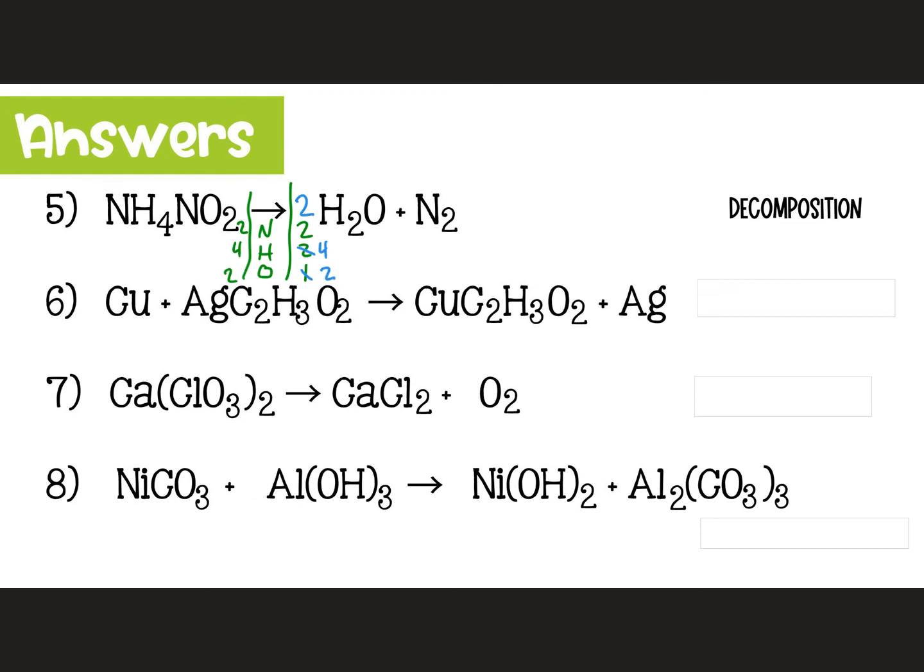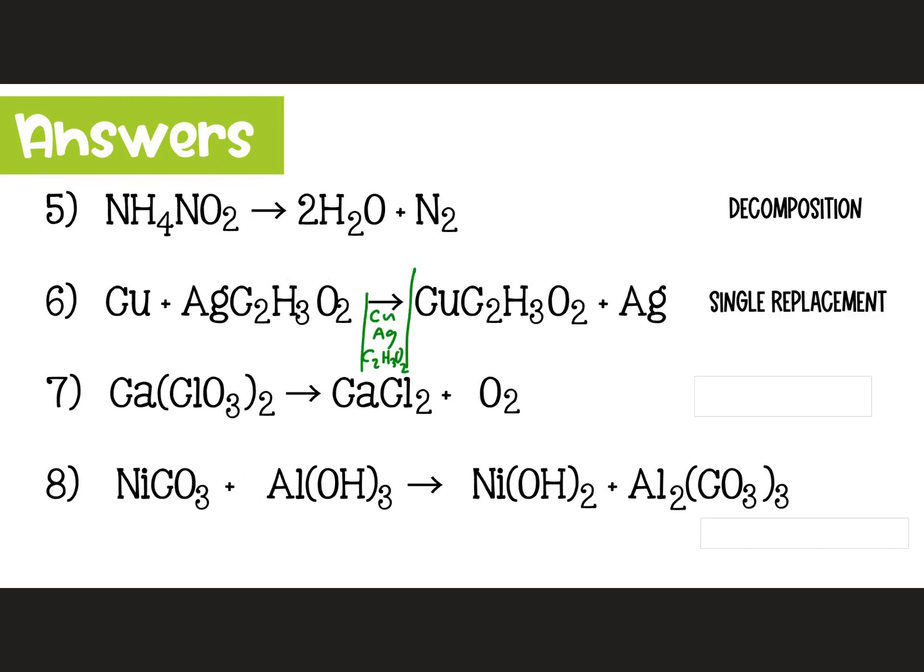Looking at example 6, the copper and silver trade places. Since only 1 new compound is formed, this is a single replacement reaction. On the reactant side, we have 1 copper, 1 silver, and 1 polyatomic ion. On the right, we have 1 copper, 1 polyatomic ion, and 1 silver. That means this is actually already balanced, and we don't have to add any coefficients.